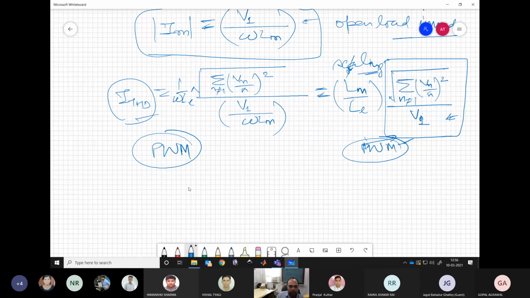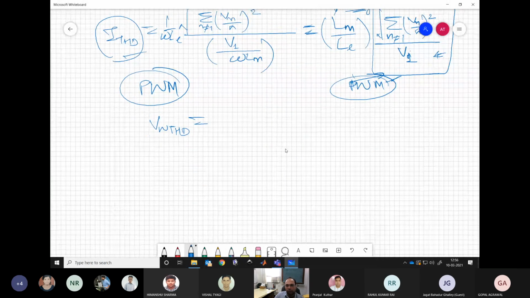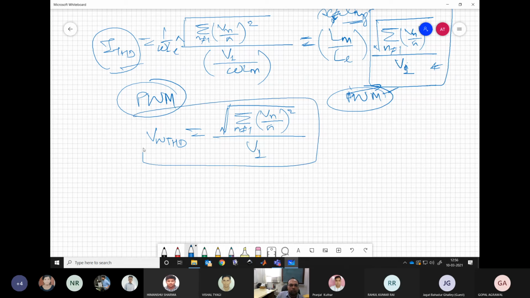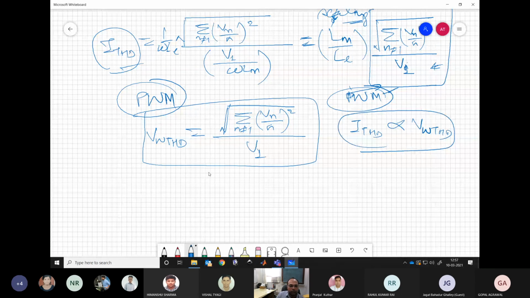So if we define another term, which is called the weighted THD of voltage, and in particular line to line voltage or line to neutral voltage, because we are not considering the third harmonics, this can be written as the sum over n not equal to 1 of Vn by n, divided by V1. So for a given system, our ITHD is proportional to V weighted THD. So this is weighted total harmonic distortion.